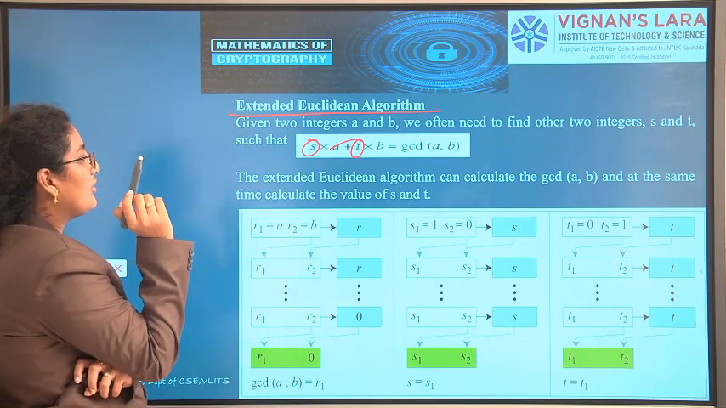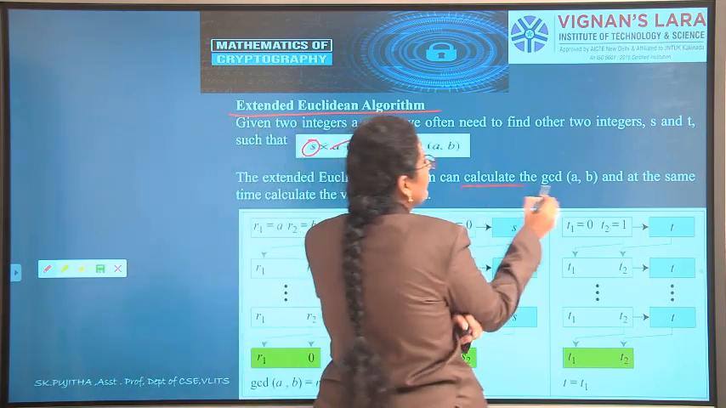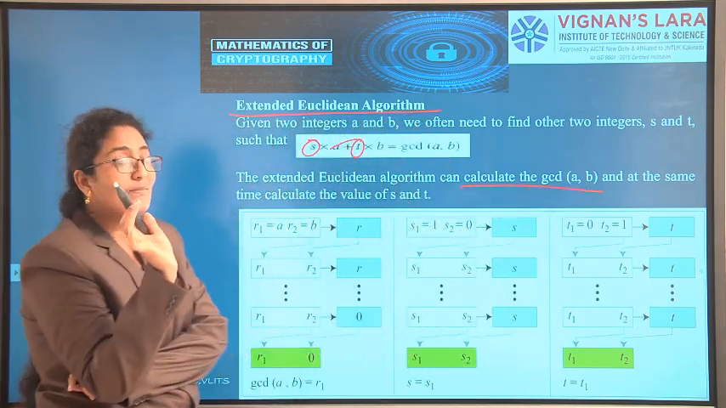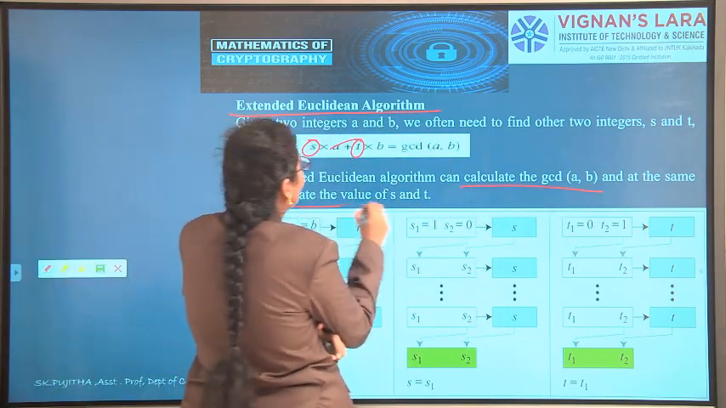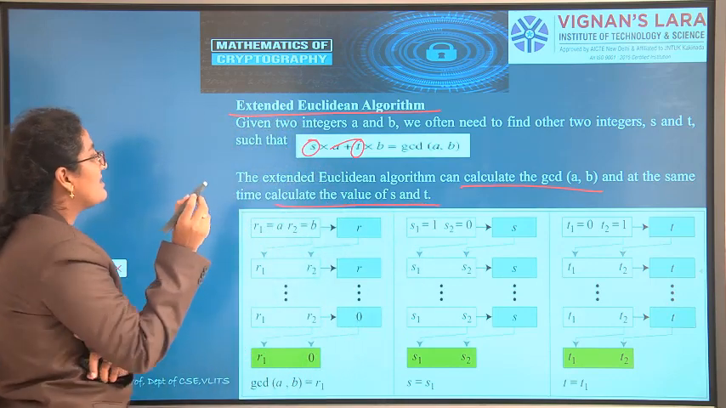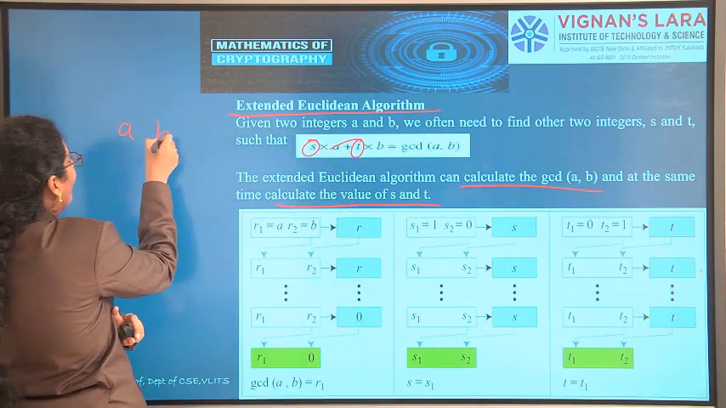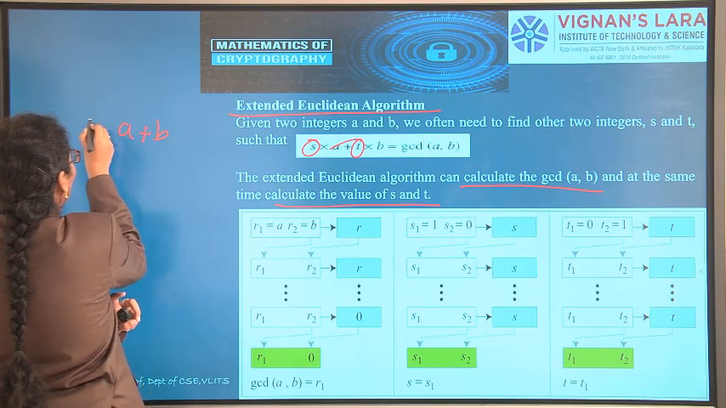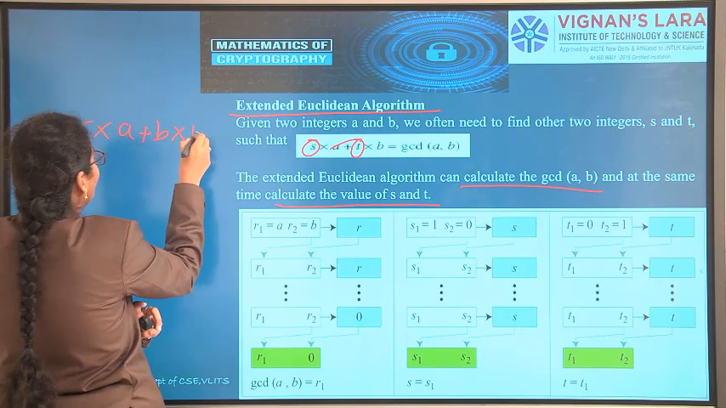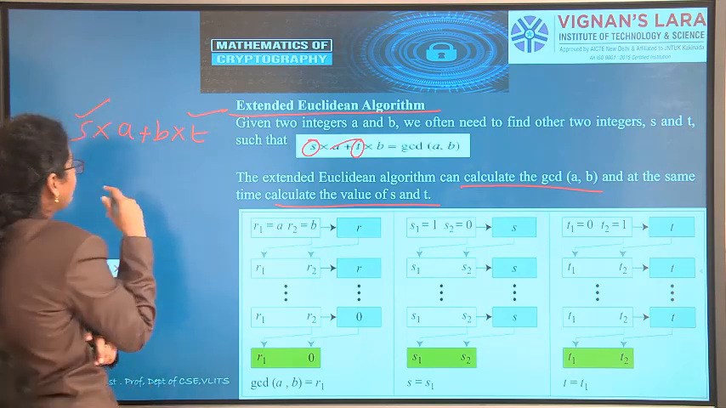The extended Euclidean algorithm is also to calculate GCD of a comma b. At the same time, we have to calculate the values of s and t. This is the only difference. See here, a, b already we have. So what we are doing in addition, we are getting s and t.